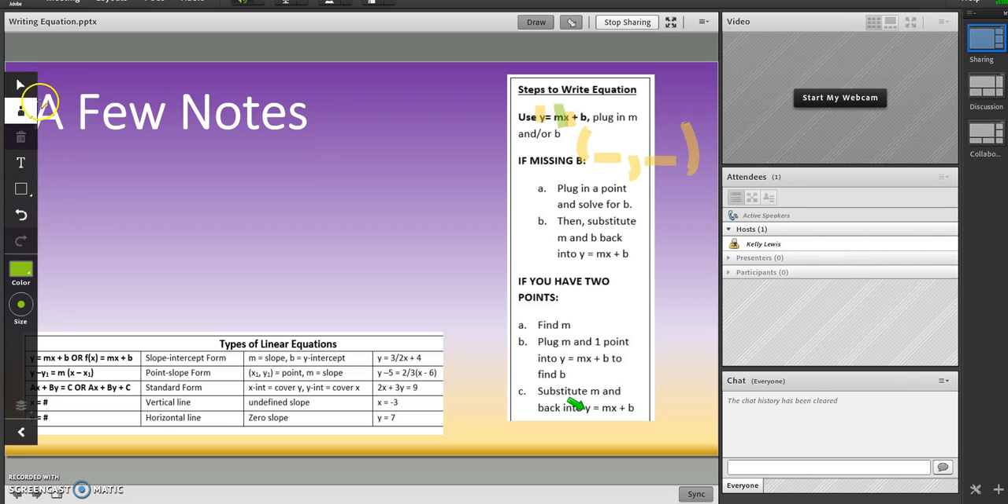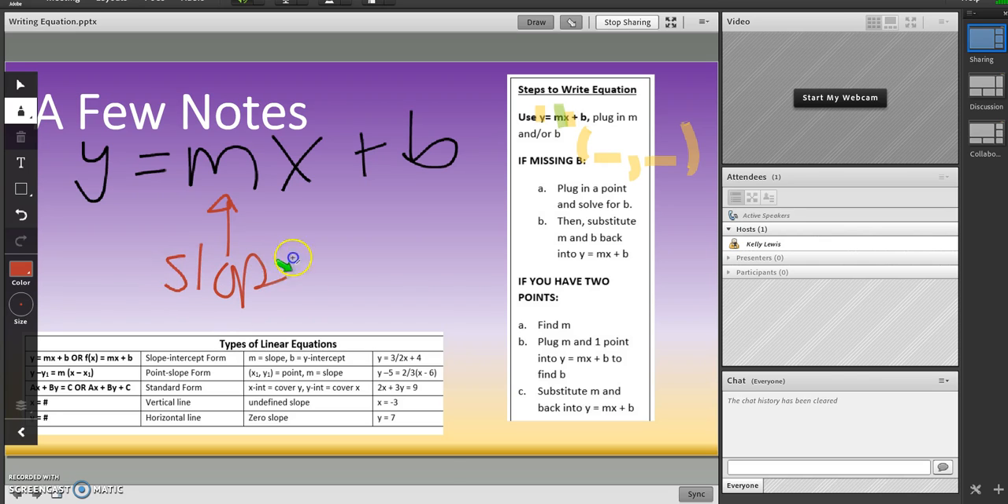All right, a couple of things. y equals mx plus b. All right, this guy is the slope. He will be a number, normally a fraction, 3 over 2, 1 over 4, negative 5. Negative 5 can be changed into a fraction by writing negative 5 over 1. This is the y-intercept. That's why it's called slope-intercept.